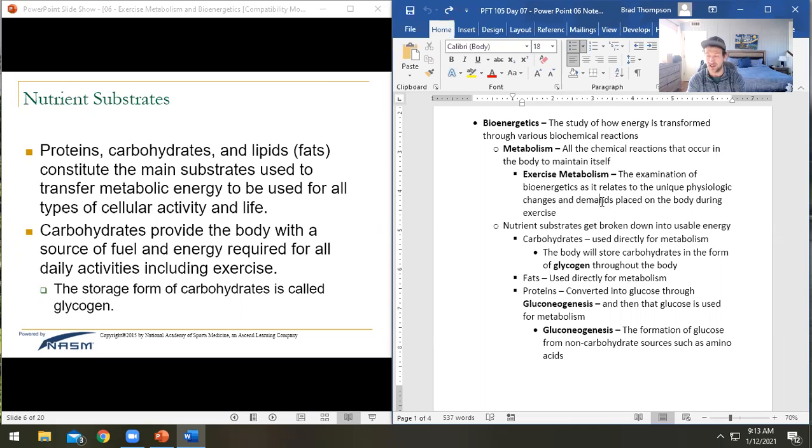But complex carbs are a great source of our body's favorite fuel, right? Carbohydrates are used directly for metabolism. So what happens is your body will store carbohydrates in the form of glycogen. That's why your body's so good at storing carbs. It's its favorite fuel source.